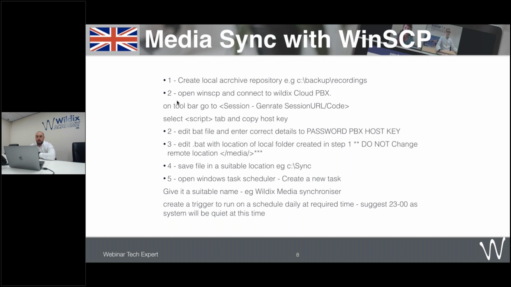Then you want to edit the bat file and put the correct details in: the PBX host, key, and the location where it's going to pull the media from. So it's always going to be /media/. And then you can save it in a suitable location, e.g. C:\sync, which I'll show you in a minute.